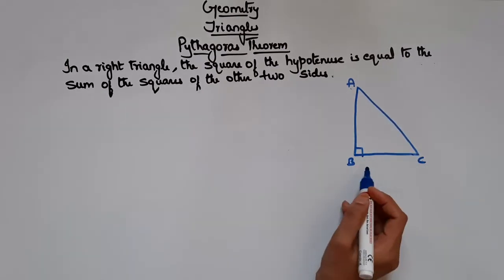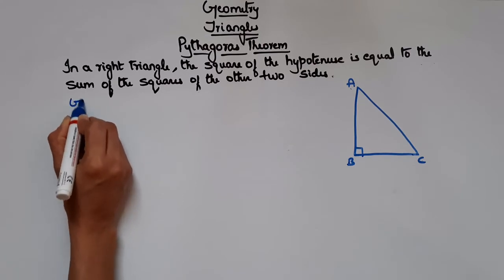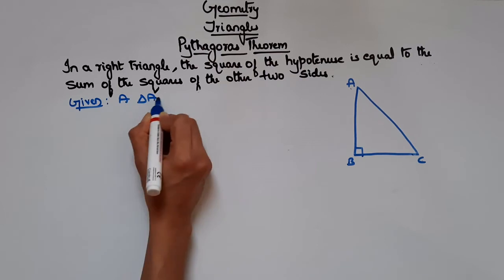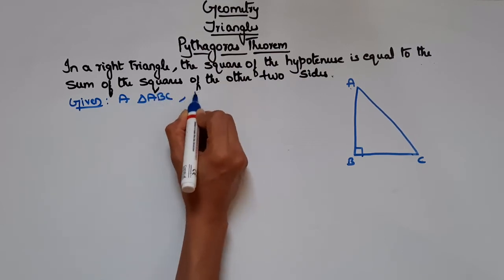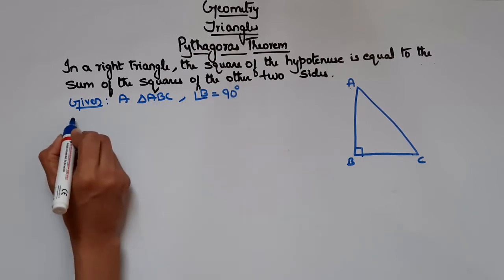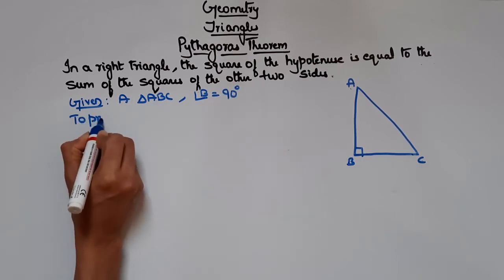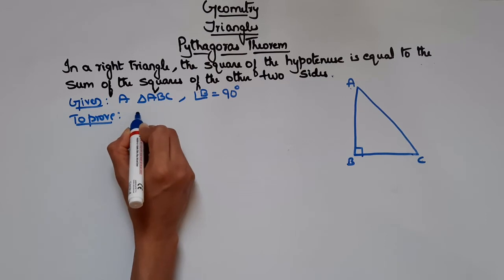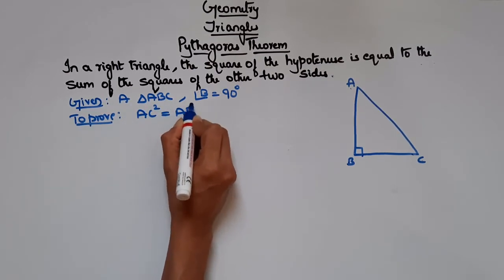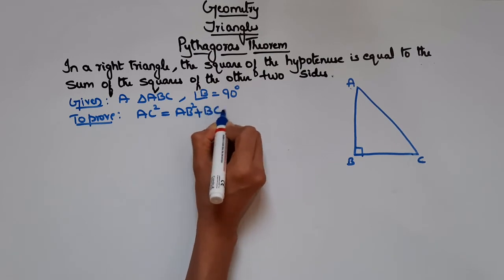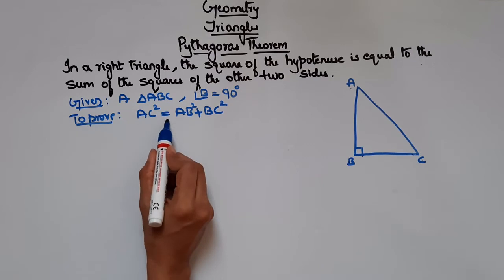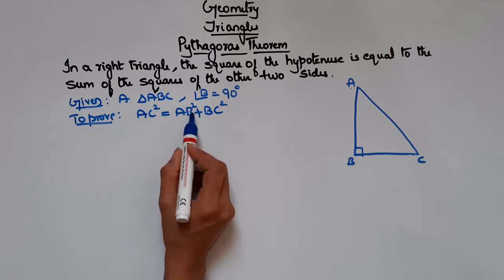Right? So first let's write what is given. Given here is a triangle ABC where angle B is equal to 90 degrees. What we have to prove? We have to prove AC square is equal to AB square plus BC square. That is, the hypotenuse square is equal to the sum of the squares of the other two sides.